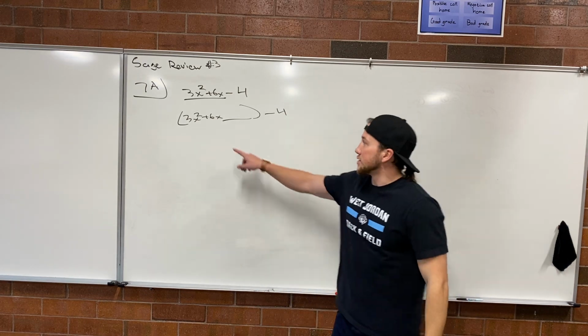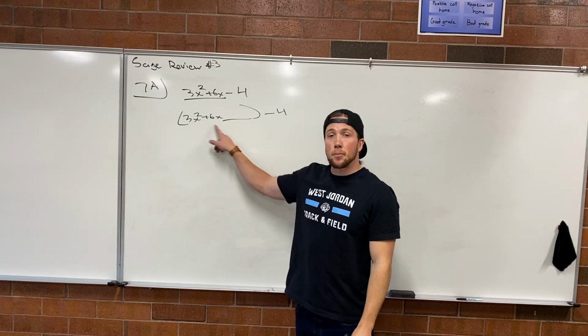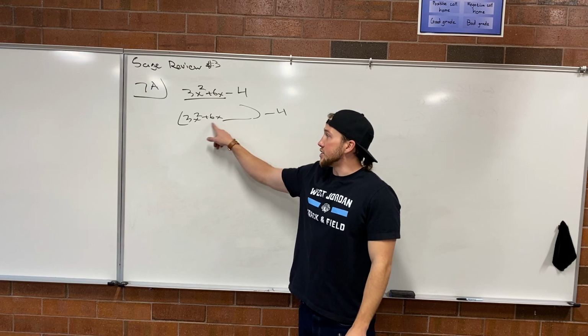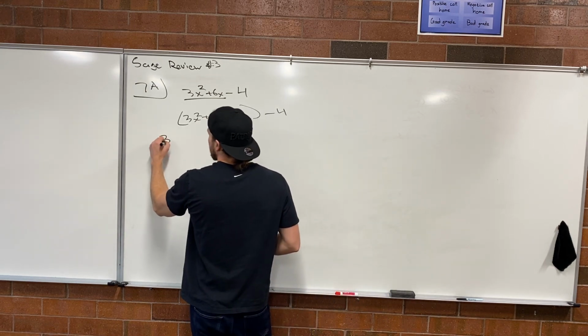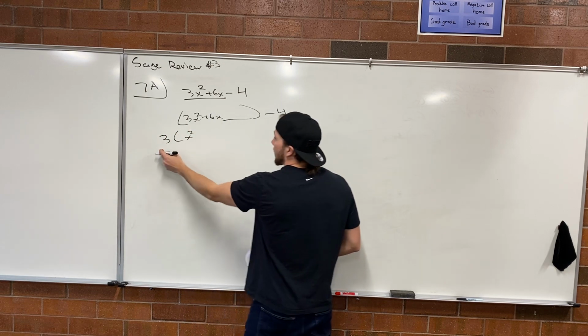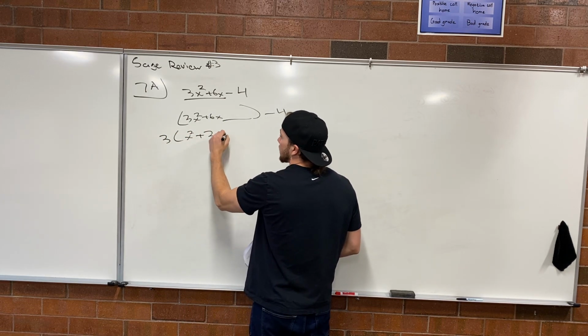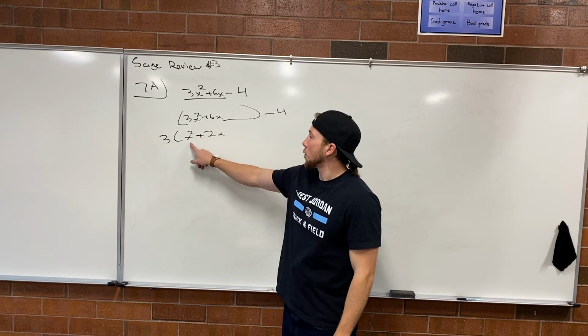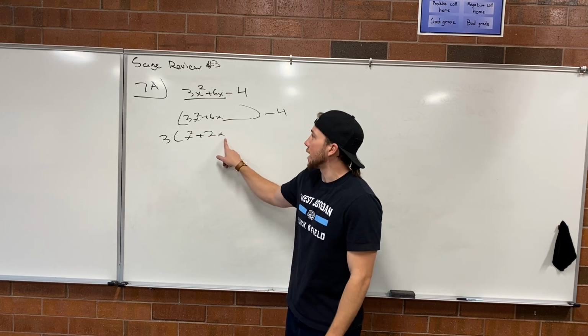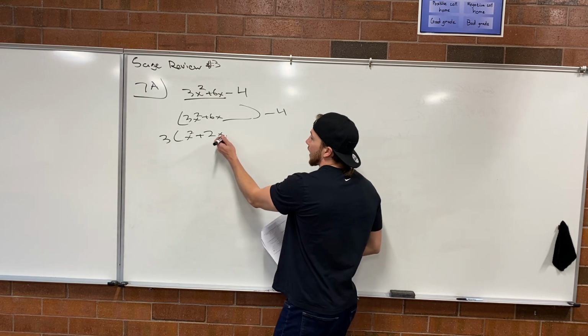Now we have an extra little step because we need to factor something out of both of these terms, okay? And the biggest number we can factor out is going to be 3. So I'm going to have 3 and then x squared. 6 divided by 3 is 2. So 3x squared divided by 3, that's x squared. 6x divided by 3, that's 2x, okay? And then we still have this.